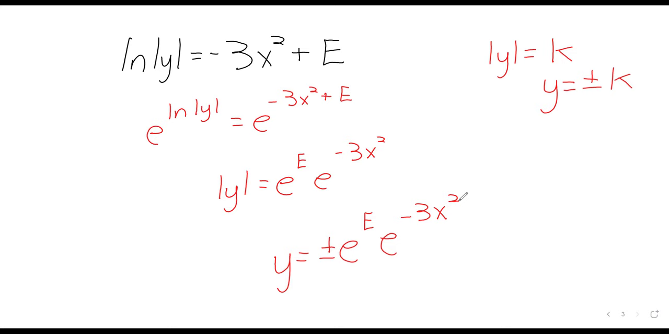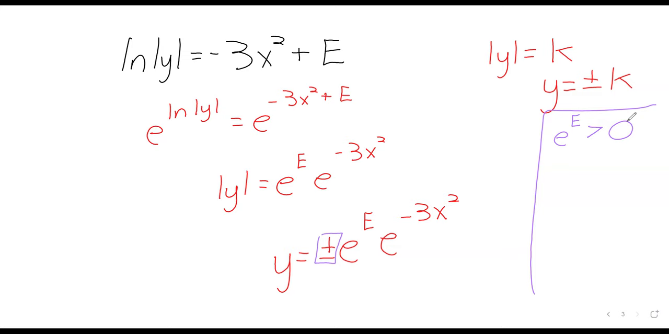There's one last bit of simplification we could do. It's a little tricky, or maybe a little sneaky is a better word, but capital E is an arbitrary constant. Capital E could be anything. But lowercase e to the capital E isn't arbitrary. Lowercase e to the capital E is greater than zero. So we have something that's greater than zero, but then we have a plus or minus sign in front of it.